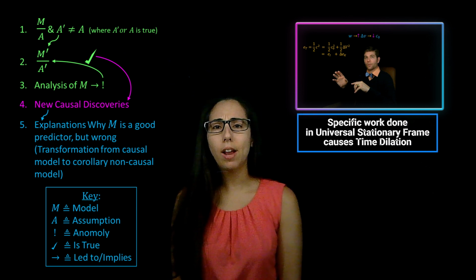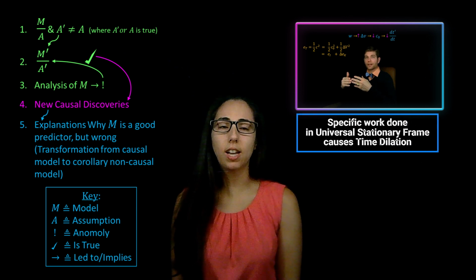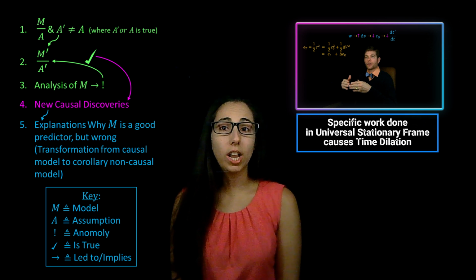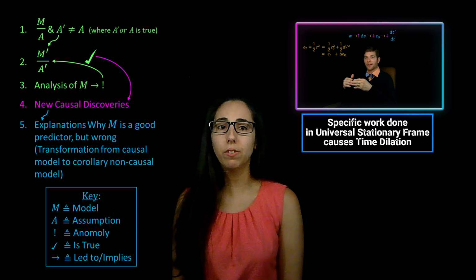Last episode, Harris proved that specific work done causes time dilation using Mill's method. Check out these earlier episodes linked below for the full discussion.